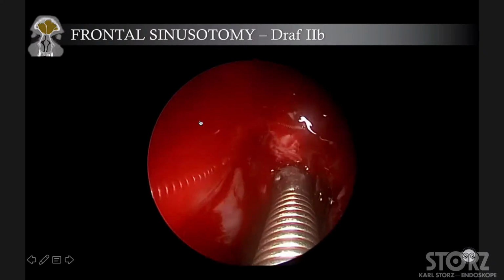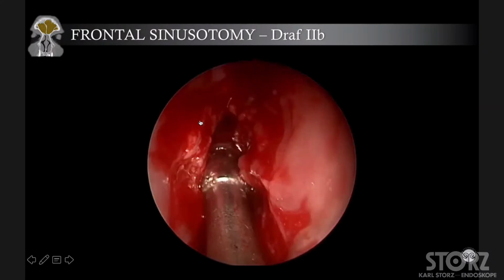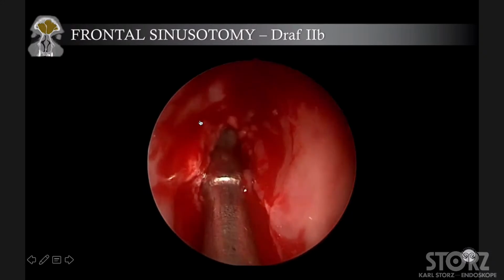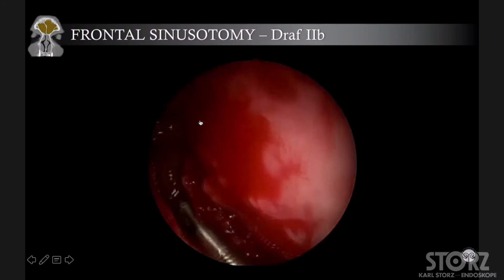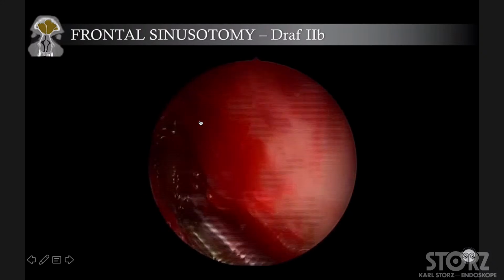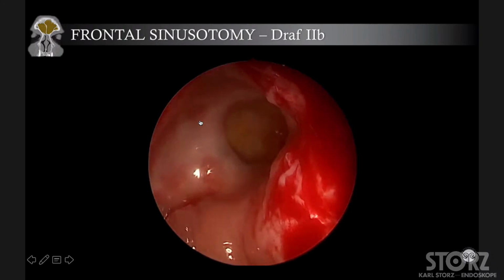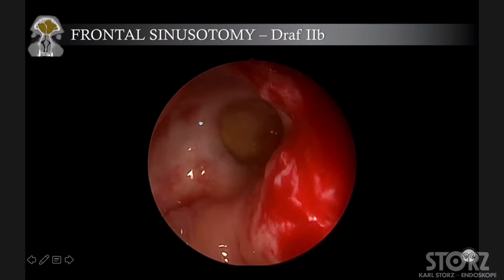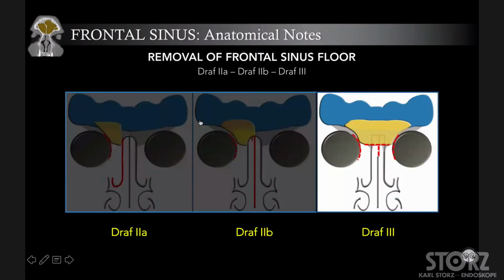Sometimes we can check our work also using an intraoperative navigation system. You can see we are removing the pus and the mucoid secretion inside the frontal sinus. We perform some irrigation, and this is the final view. Frontal sinus open until the insertion of the nasal septum.